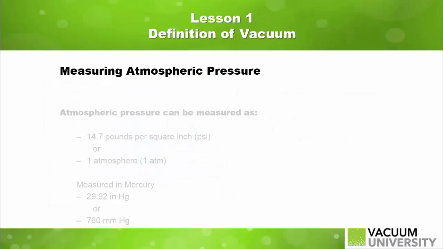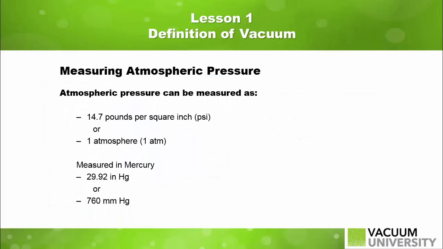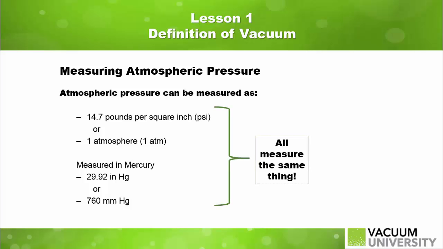Atmospheric pressure is measured in a number of ways. The most well-known is using the term of 14.7 pounds per square inch, or PSI. Other measurements are equivalent to 1 atmosphere, the pressure of a column of water equal to about 34 feet, the pressure of a column of mercury that stands 29.92 inches or 760 millimeters using metric units. They all measure the same thing, the pressure of this column of air above us.